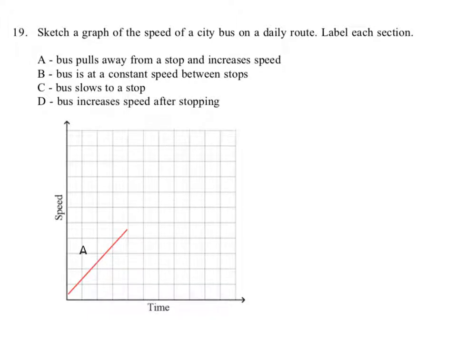Okay. Now they tell us the bus is at a constant speed between stops. So it goes up to speed, and then it starts kind of continuing on at a set speed. And so we're not increasing our speed, we're not decreasing our speed. We're simply at a level, consistent speed. And what does that look like? That looks like that for this whole time that we're traveling and we're moving forward in time, we are at this particular speed. And that corresponds with B, the bus is at a constant speed between stops. I'm going to put a B up there. Okay.